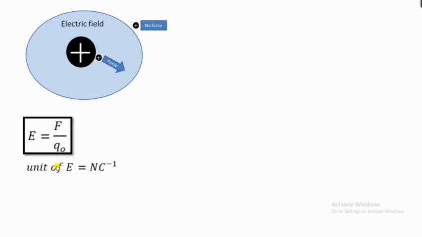Now let's summarize the video. The region around a charge where it can exert force on other charges is called electric field, and this is the formula for electric field: force per unit test charge, and the unit is Newton per coulomb, and this is the dimension. This expression indicates that the test charge must be very small, near to 0, otherwise the test charge would disturb the electric field of the source charge.